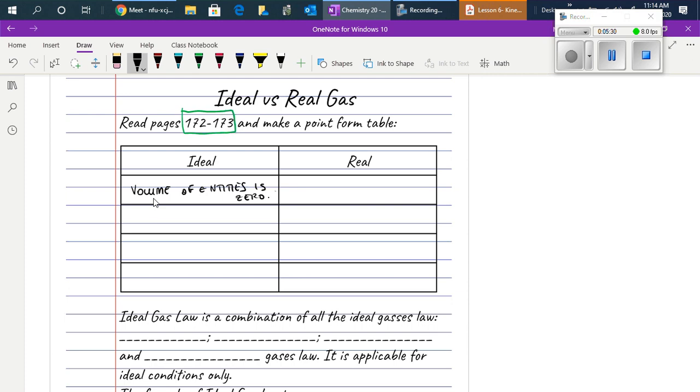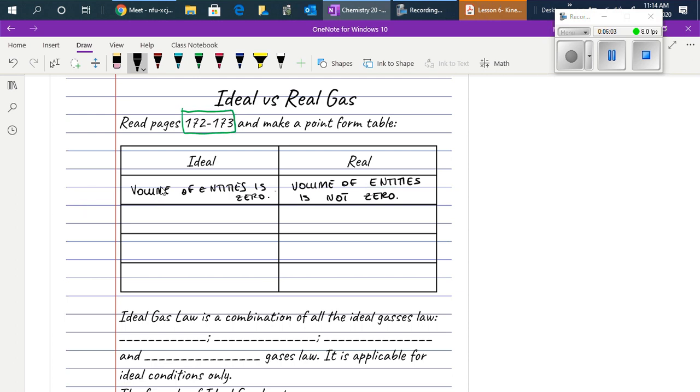And for the real gases, actually they do have a volume that we have to consider. The volume of entities is not 0. So what we are saying is that for ideal gases, we can even have a volume of 0. If we have a gas and we compress it so much, then we can even have a volume of 0.